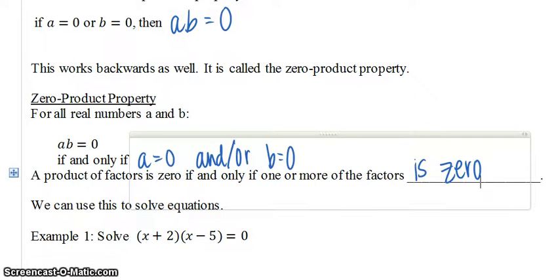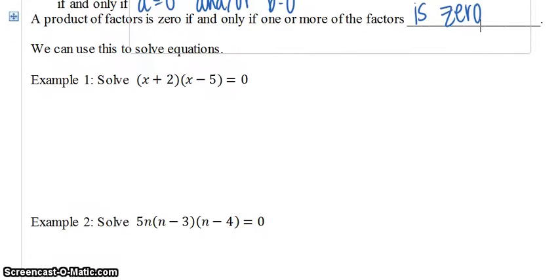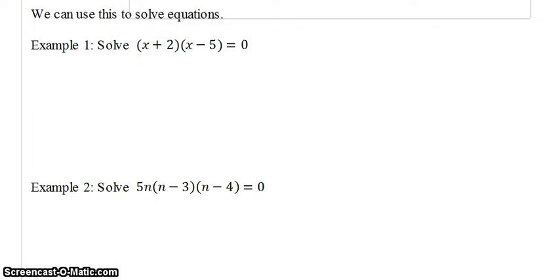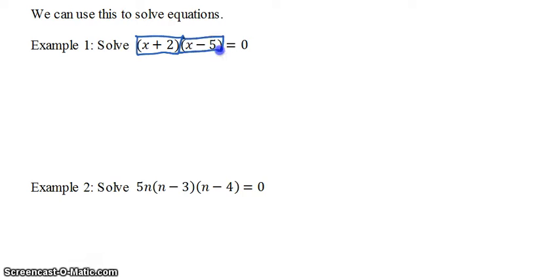We're going to start out a little bit easier. It's already in factored form for us, so we don't even have to factor. That is really nice. If it wasn't, then we would. So we have our first factor and our second factor. If this first factor, x plus 2, equals 0, then it doesn't matter what x minus 5 is, the whole thing's going to equal 0. So we're going to basically split them up.